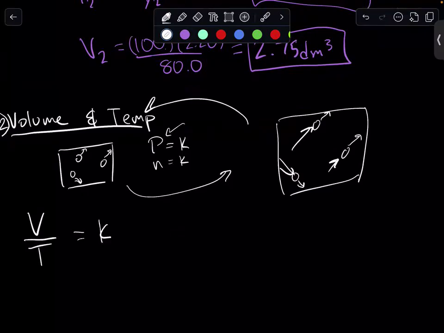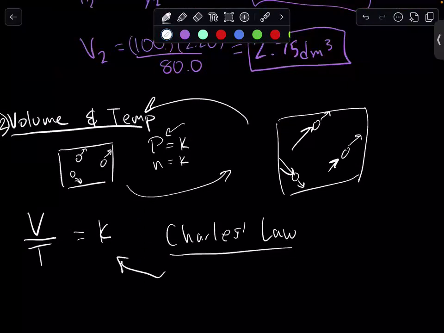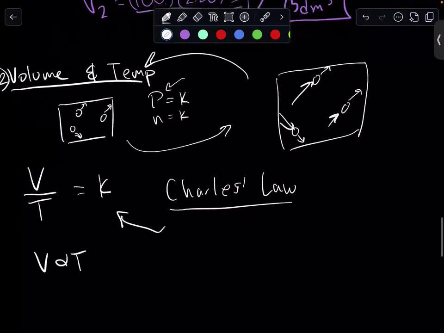This is actually what we call Charles's law. Charles's law basically states that these values divided by one another are constant because volume is directly proportional to temperature. If we were to look at that in a graph, we would have volume and temperature, and they would be directly proportional.